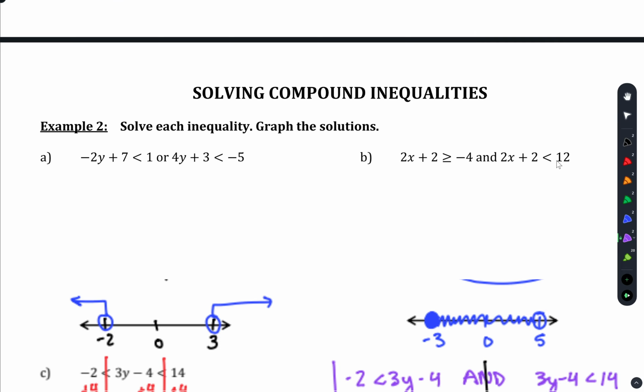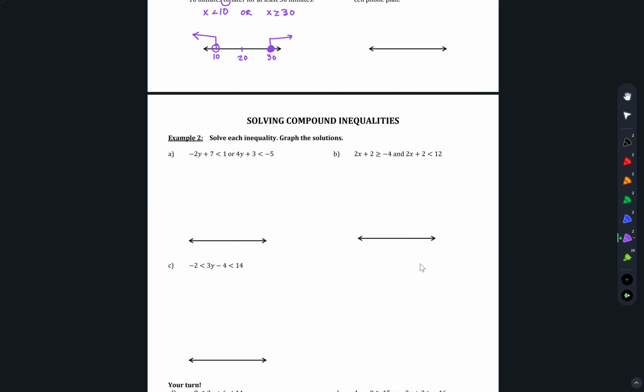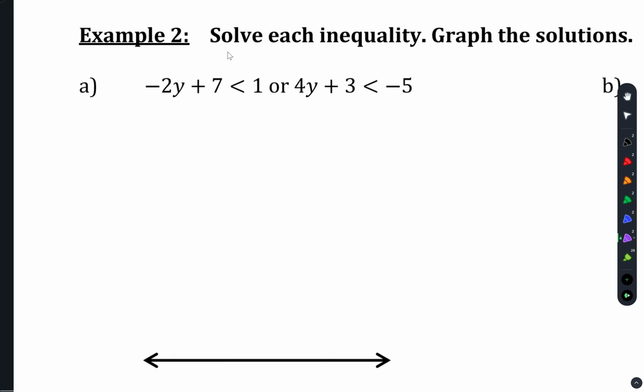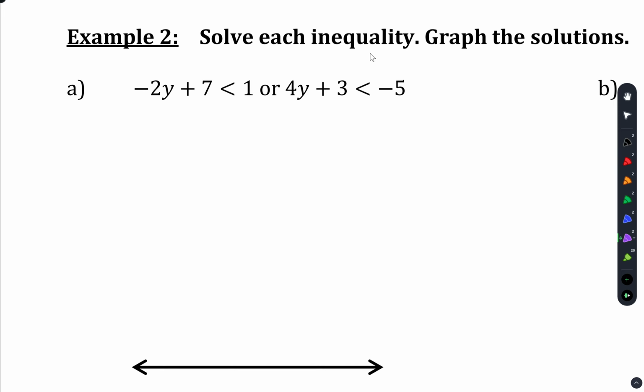Let's talk about the next topic here. So now we're actually going to solve them. It's not enough to just be able to write them and graph them. We got to solve them. But don't worry, the solving isn't too much different from what we were doing the last few lessons. If I look at letter A, it says negative 2y plus 7 is less than 1, or 4y plus 3 is less than negative 5. Do we see how there's two inequalities there? All we have to do is solve each inequality separately. So it's basically the same thing, except we have twice the work, but it's fine.